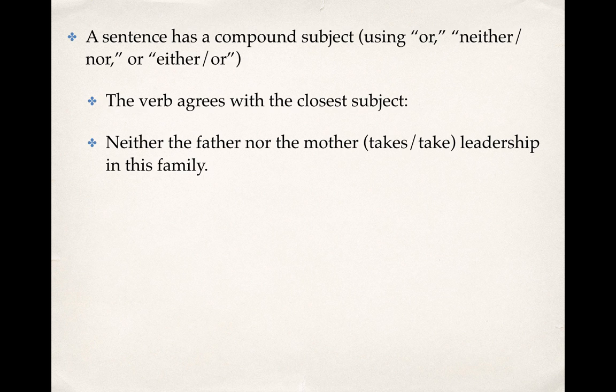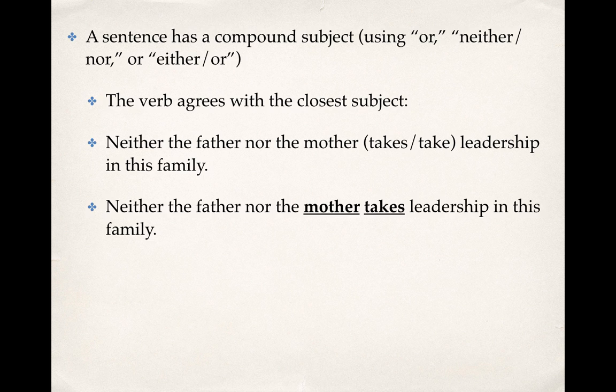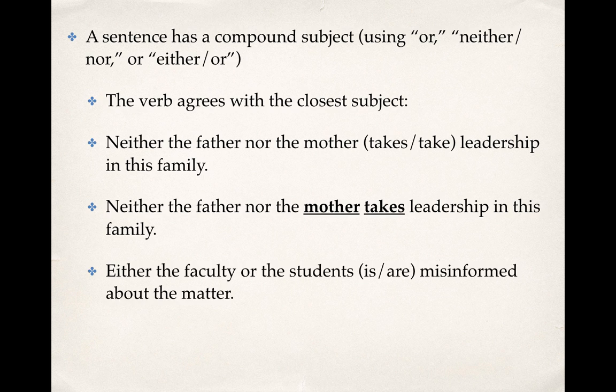So when you have that neither nor, you really just want to kind of cross that first part out and try not to hear that. So you would just say, the mother takes. Neither the father nor the mother takes leadership in this family. Neither one takes leadership. And if you learn that kind of crossing out trick, it can help you hear the correct answer. Either the faculty or the students is or are misinformed about the matter.